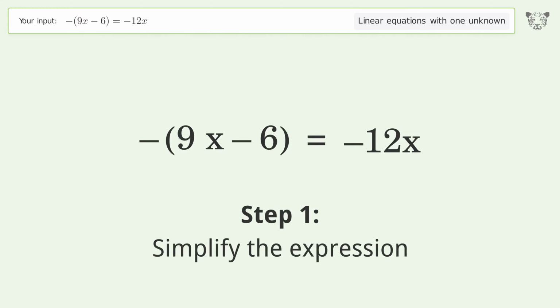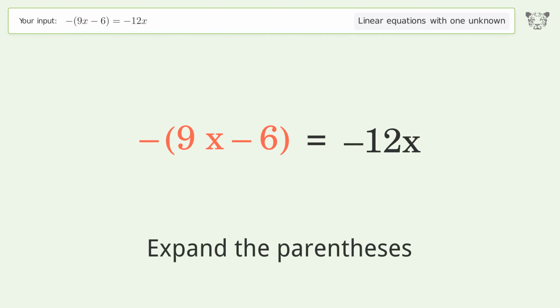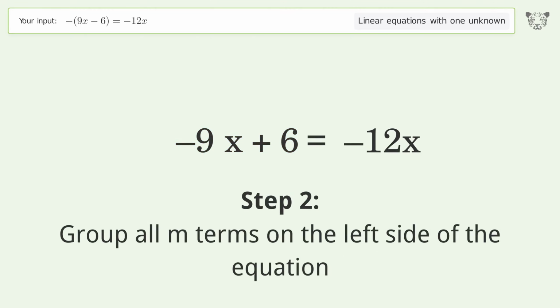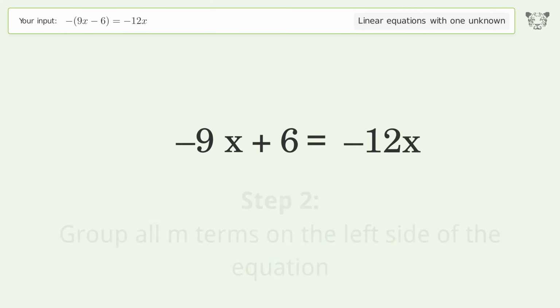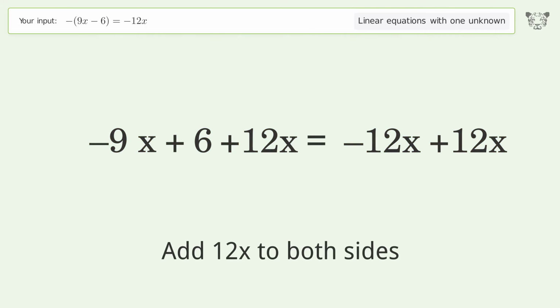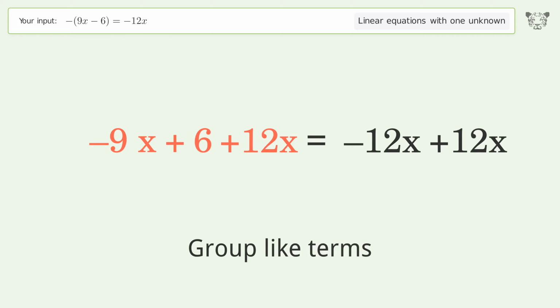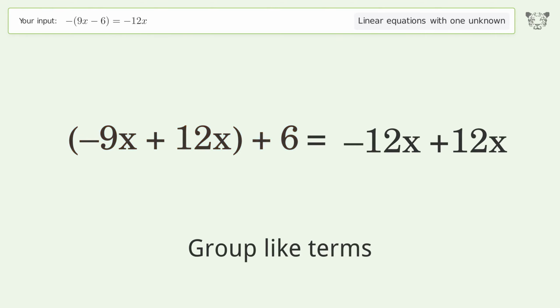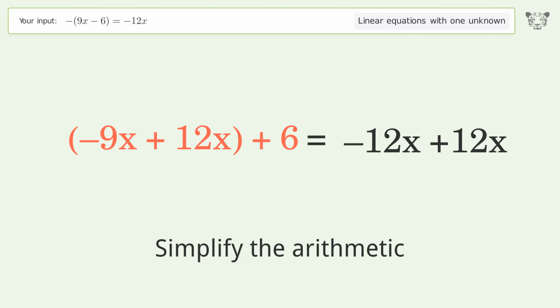Simplify the expression. Expand the parentheses. Group all m terms on the left side of the equation. Add 12x to both sides. Group like terms. Simplify the arithmetic.